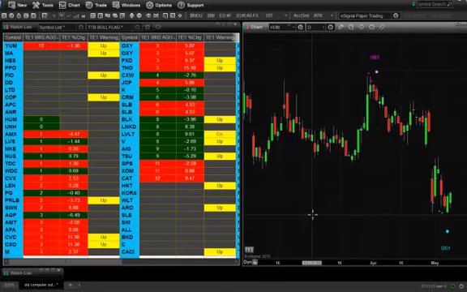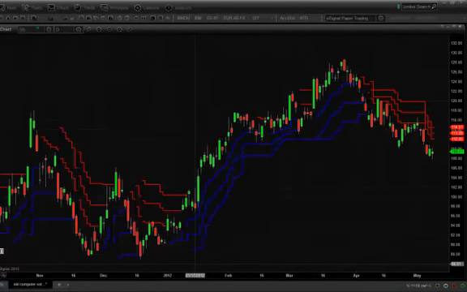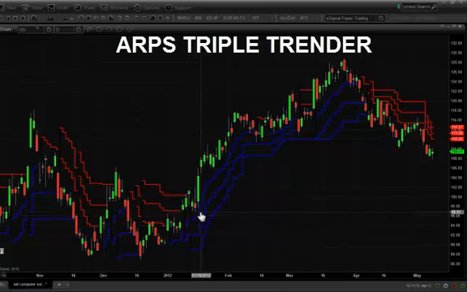Well, let's talk about some of the other specific tools that we have in the Arps Sentry Toolkit. Let's take a look at the Arps Triple Trinder. It's based on the Arps Trinder algorithm, which is a sophisticated calculation which is meant to follow price pretty closely, and when the price crosses the Trinder flips to the other side of the price.